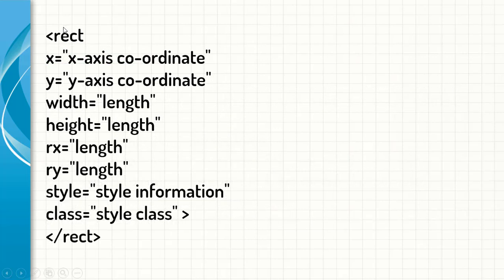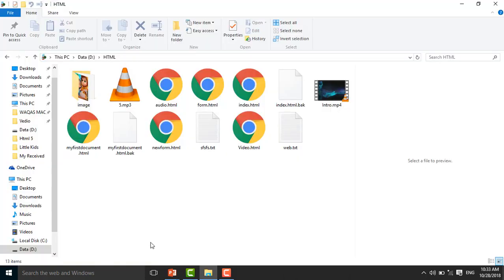So now I have an example of an SVG rectangle. The rect tag is used to draw a rectangle, and x is equal to the x coordinate. Similarly, y is equal to the y coordinate. Width, height, similarly rx length, ry length, style and class. So I will draw with a practical example.